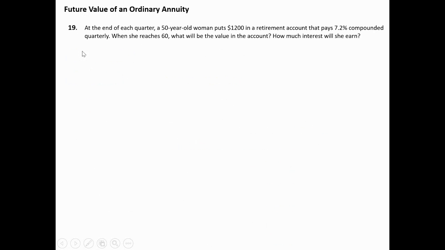Okay. Now this is the future value of an ordinary annuity, section 5.3. So here's the problem. At the end of each quarter, a 50-year-old woman puts $1,200 in a retirement account that pays 7.2% compounded quarterly. When she reaches 60, what will be the value in the account and how much interest will she earn?